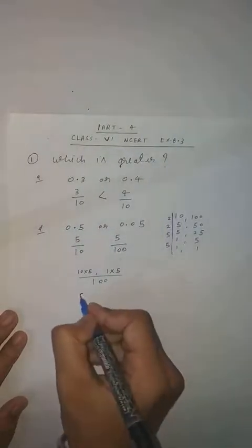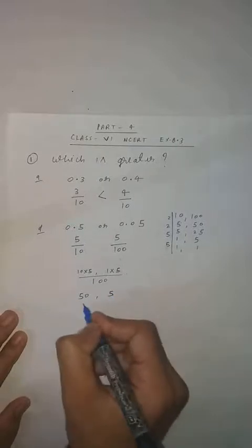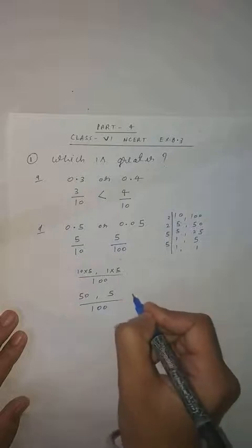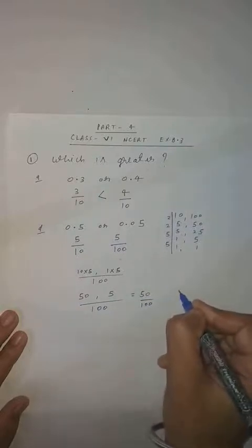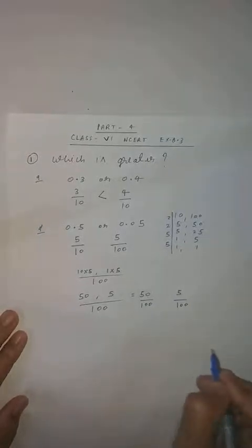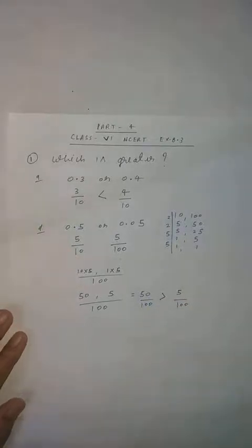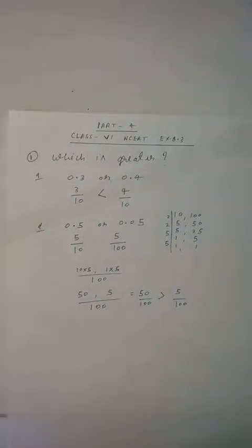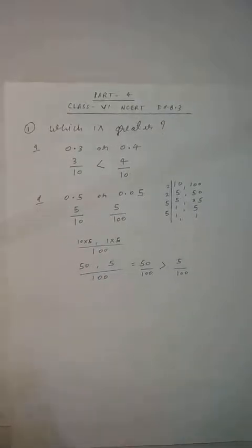Now it will become 50 upon 100 and this will become 5 upon 100. Is that clear, student? Now which one is greater? 50 upon 100 is greater. You can easily say this because the denominators are equal. Here 100 is in both denominators. You can say, sir, 50 upon 100 is greater. Clear, student? Now take another example.